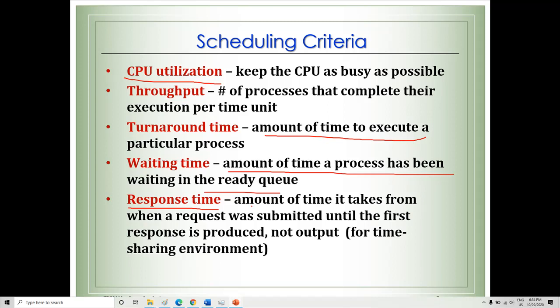Response time means the amount of time it takes from when a request was submitted until the first response is produced. It's like when the process is giving the first response. You open a program but it takes too much time to respond to you. That means the response time is high, because it takes more time to respond. So the response time should be less. Within a short time, your program execution should give a response.